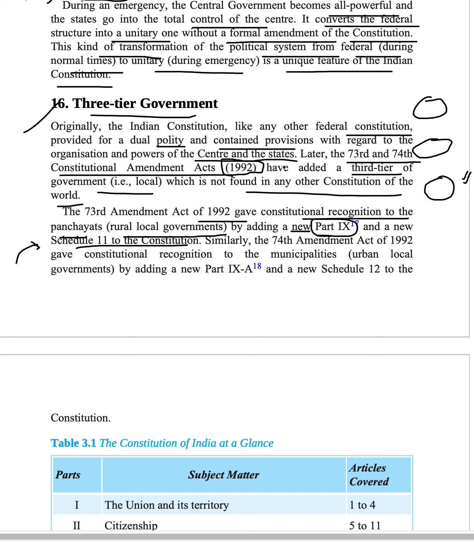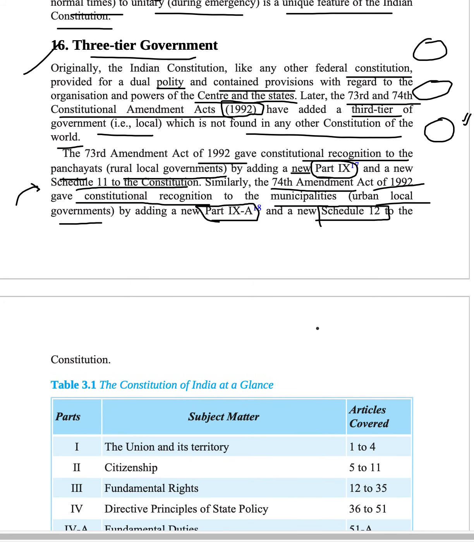And just remember the amendments also, 73rd and 74th. Similarly, the 74th Amendment Act of 1992 gave constitutional recognition to the municipalities, that is urban local governments, by adding a new part 9A and a new schedule 12. So just remember this part 9 and part 9A, schedule 11 and 12, and what are they for, and also the name of the amendments.